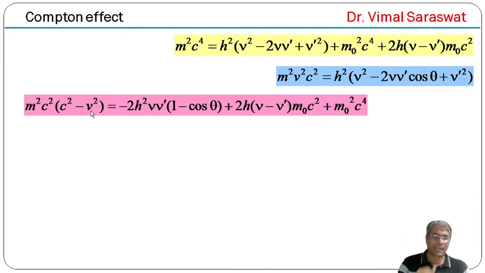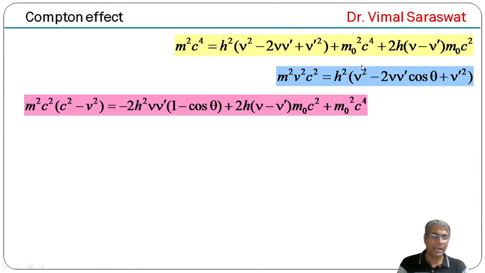And if we discuss the right hand side, then here we have h², and in bracket ν² minus 2νν' plus ν'², and here h² into ν² minus 2νν' cosθ plus ν'². So if we take h² common from this term and this term, then h², and in bracket ν² minus 2νν' plus ν'² minus ν² plus 2νν' cosθ minus ν'².